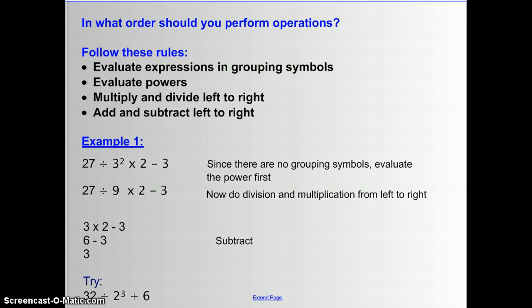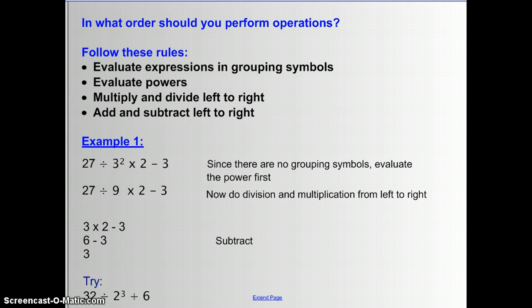The next step is to multiply and divide from left to right. So we're going to start at 27. It's going to be 27 divided by 9 is 3. We're going to multiply by 2 and then subtract 3. So when we multiply 3 times 2, we get 6. We subtract 3 and get 3. That's the answer. You should try this one.